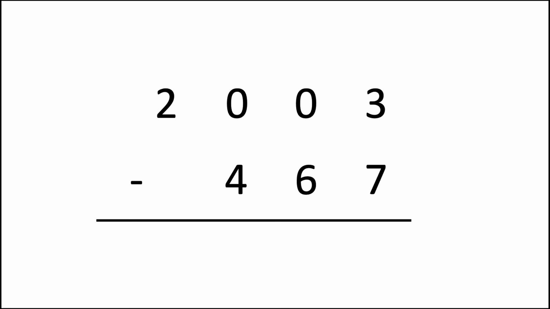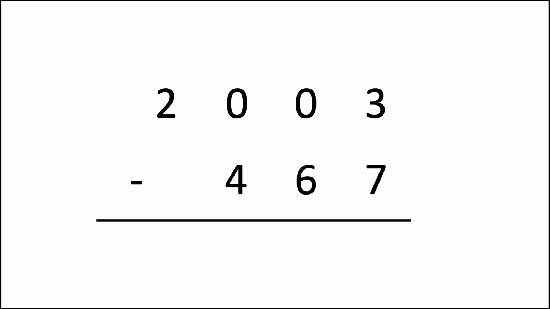And so our answer is 1,536. But if we go back to this problem and ask, if we can't take away 7 from 3, what if we exchanged one of those 10s for 10 1s in order to make that 3 a 13? So we have to ask the question, how many 10s do we have? Many people would look at that and say, we have no 10s there. There's no 10s in the 10s place. But if you step back a second and look at the 2003, there are 200 10s in the number 2003.